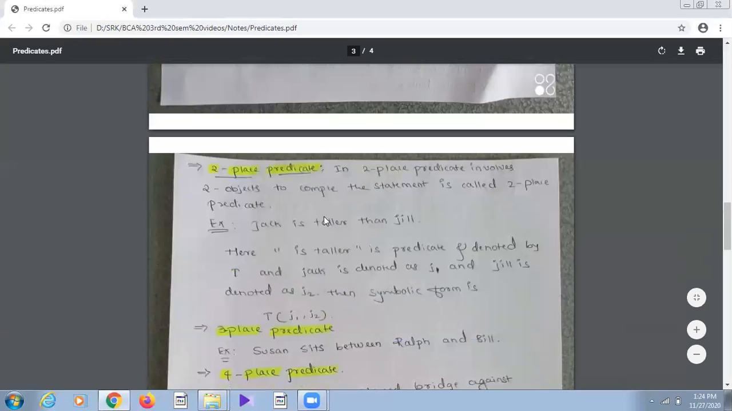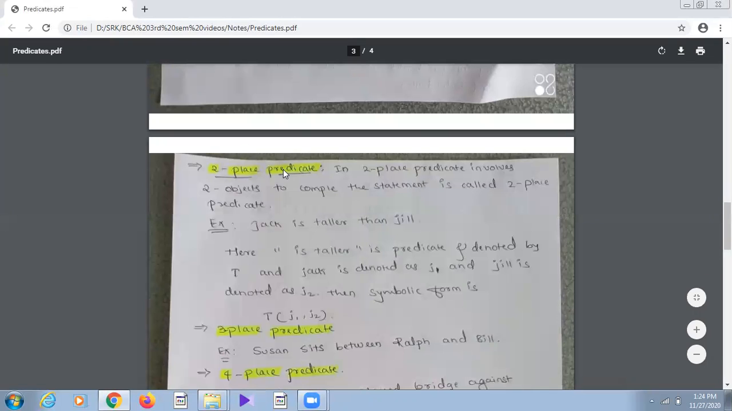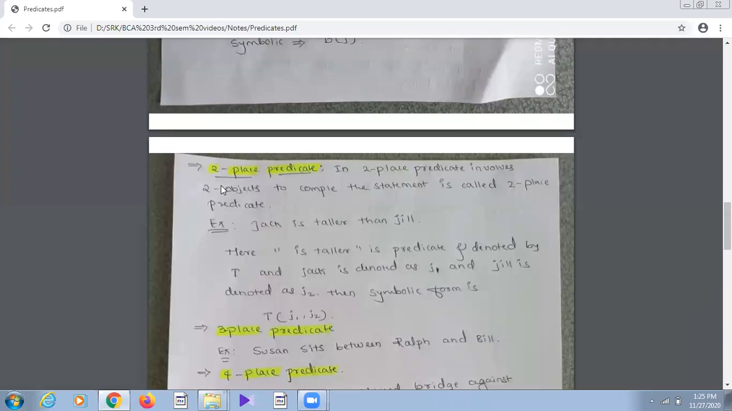Now the two place predicate. See this example: Jack is taller than Jill. A two place predicate means the primary statement has two objects, two individual names. Here Jack is one individual name and Jill is another, so there are two individual names, Jack and Jill. That's why this is a two place predicate, and the predicate here is "is taller than".